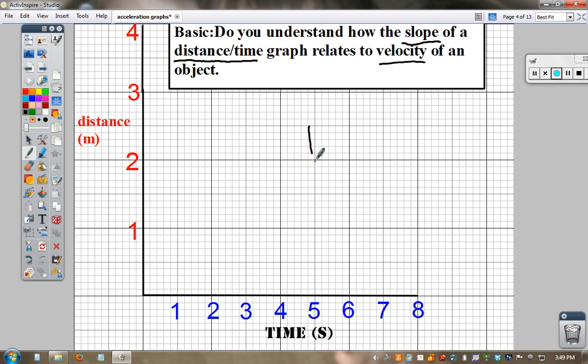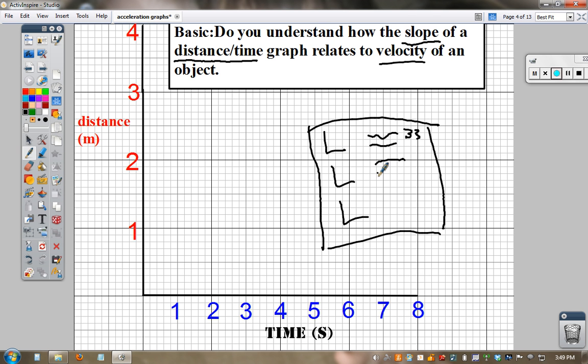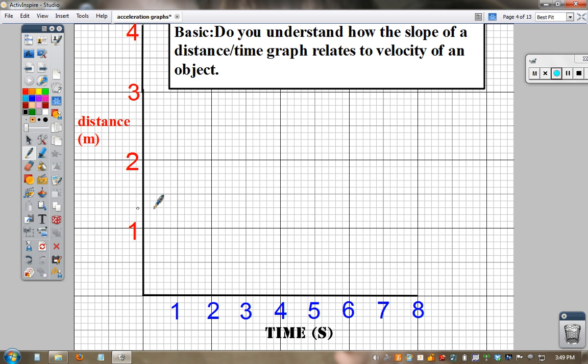So on your page, pretend this is your book. This will be on page 33. I want you to draw 3 graphs with room for notes on the side. Okay, we're going to fill these up. But this is our first graph. Pause the video at any time if I go too fast. But I want you to draw the following.